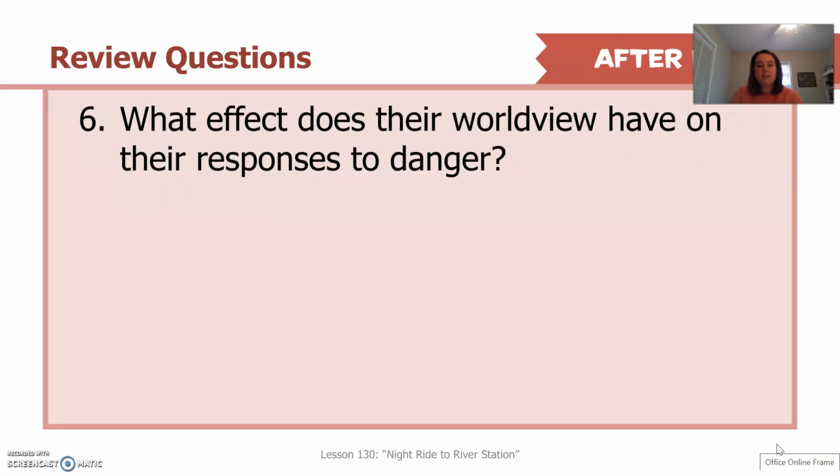Number 6, what effect does their worldview have on their responses to danger? Well, they ask the Lord's blessing on their food. They pray for Pa's healing and for the Pony Express rider. They show concern for one another. Ma asked the Lord to go with Seth. And through all these examples, the family demonstrates dependence upon God for the things that are outside their control.